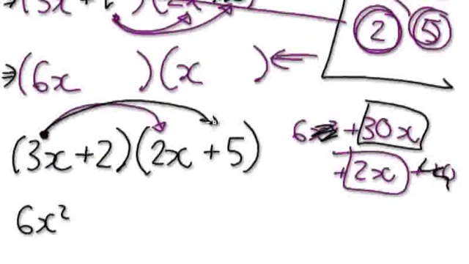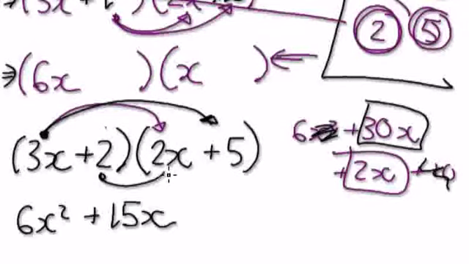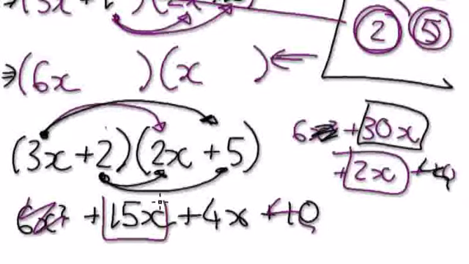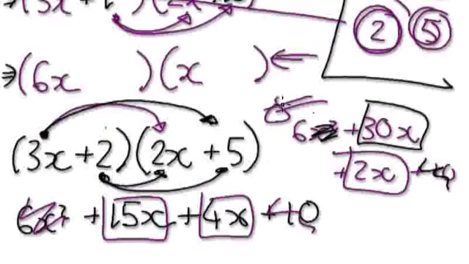Now this times this would be 15x, okay, plus 15x, and now this times this, that would give us 4, plus 4x. And this, well, we don't really care about this or this. Now look at this here, 19x. So this here would be your solution.